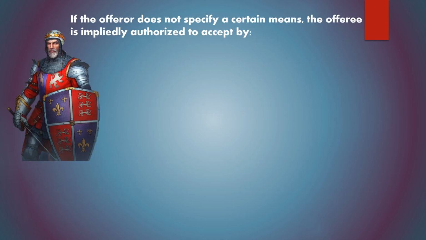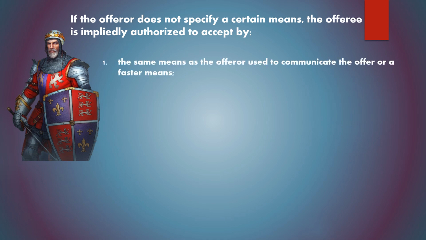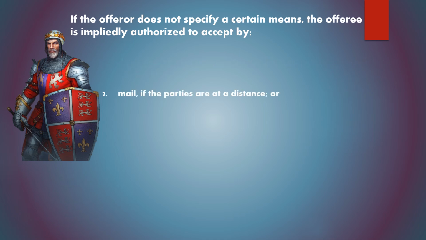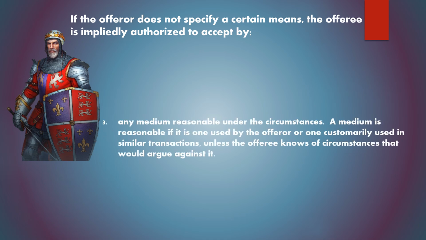If the offeror does not specify certain means, the offeree is implicitly authorized to accept by the same means as the offeror used to communicate the offer, or any faster means. Mail, if the parties are at a distance, or any medium reasonably used under the circumstances. A medium is reasonable if it's the one used by the offeror or the one customarily used in similar transactions, unless the offeree knows of circumstances that would argue against it.